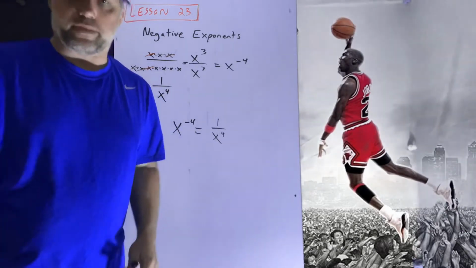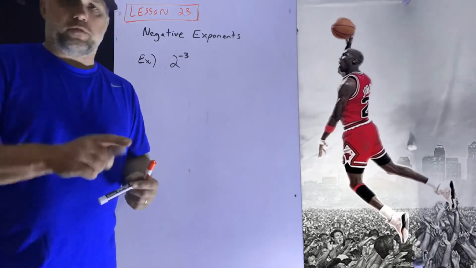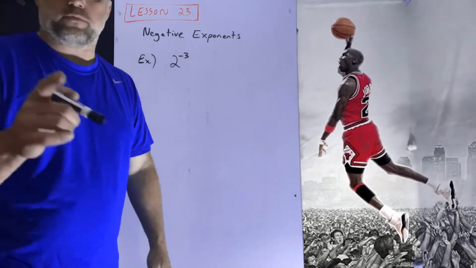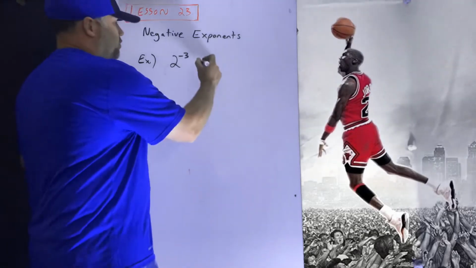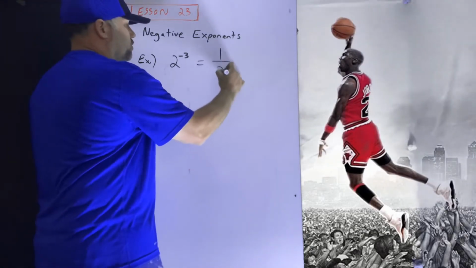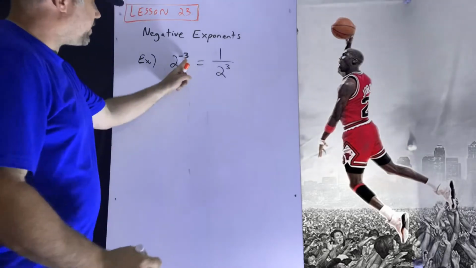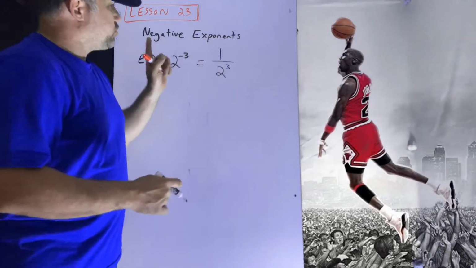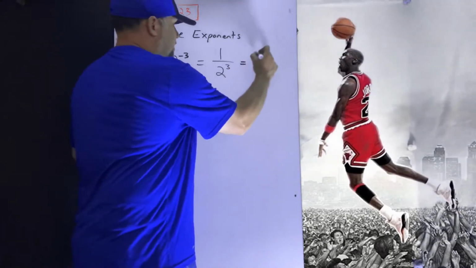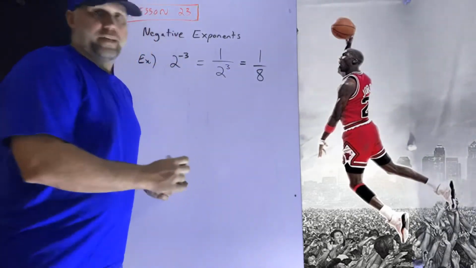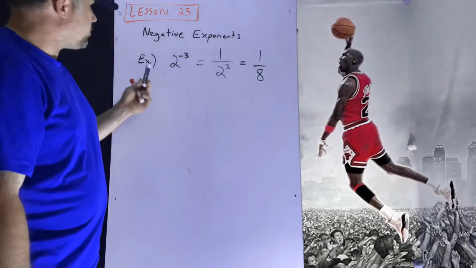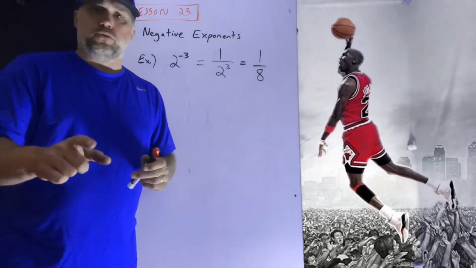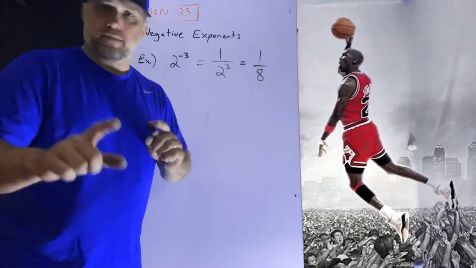Let me show you another example. Here's an example with numbers in it. 2 to the negative 3rd. Following the rule we just talked about, this would turn into 1 over 2 to the positive 3rd. Again, the negative exponent goes to the denominator and it turns into a fraction. 2 to the 3rd power is 8. So I could call this 1/8. That's another example of negative exponents, but this time with numbers. Now let me show you 2 last ones with that parenthesis stuff that I was talking about.